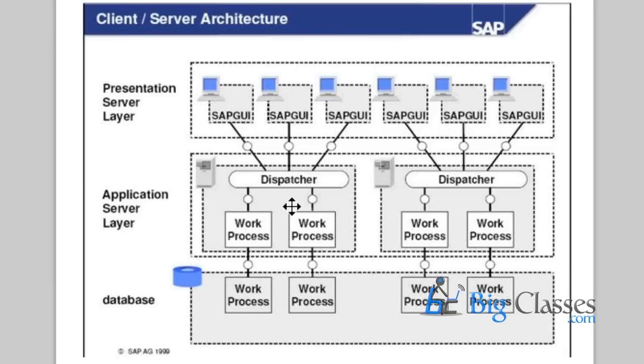What is the operating system on which this application server runs? Is it any special operating system? No, any operating system. It can be a Windows server, or a Unix server, or a Linux server, whatever kind of server-based operating system you have. You can install your SAP on that. Normally we install this on Windows 2003 server, like currently our IDES system is installed on Windows 2003.